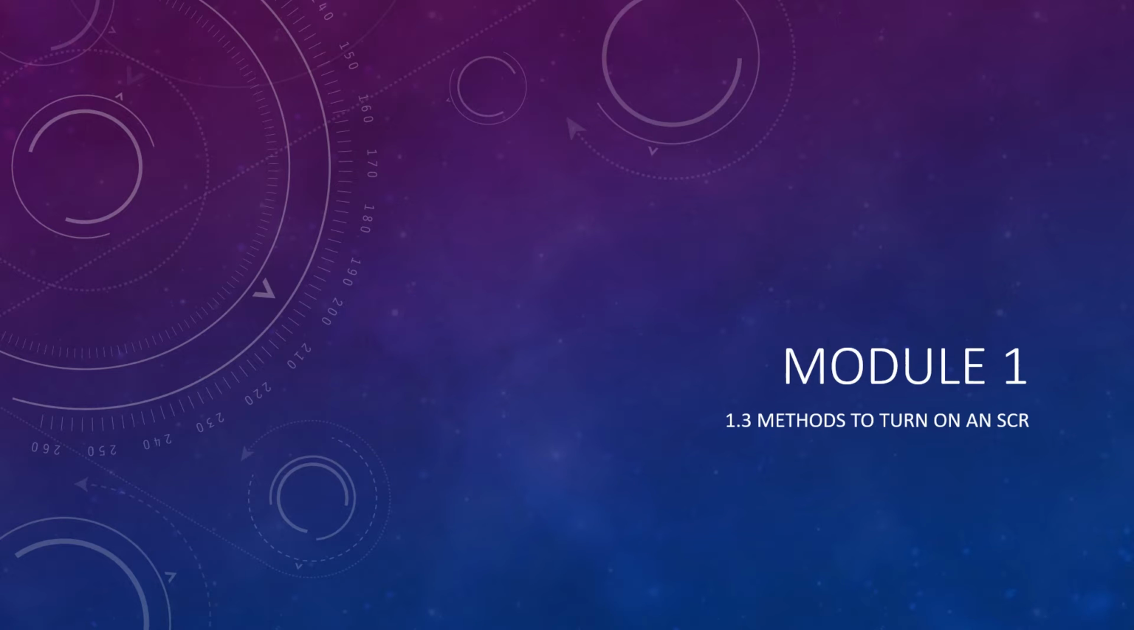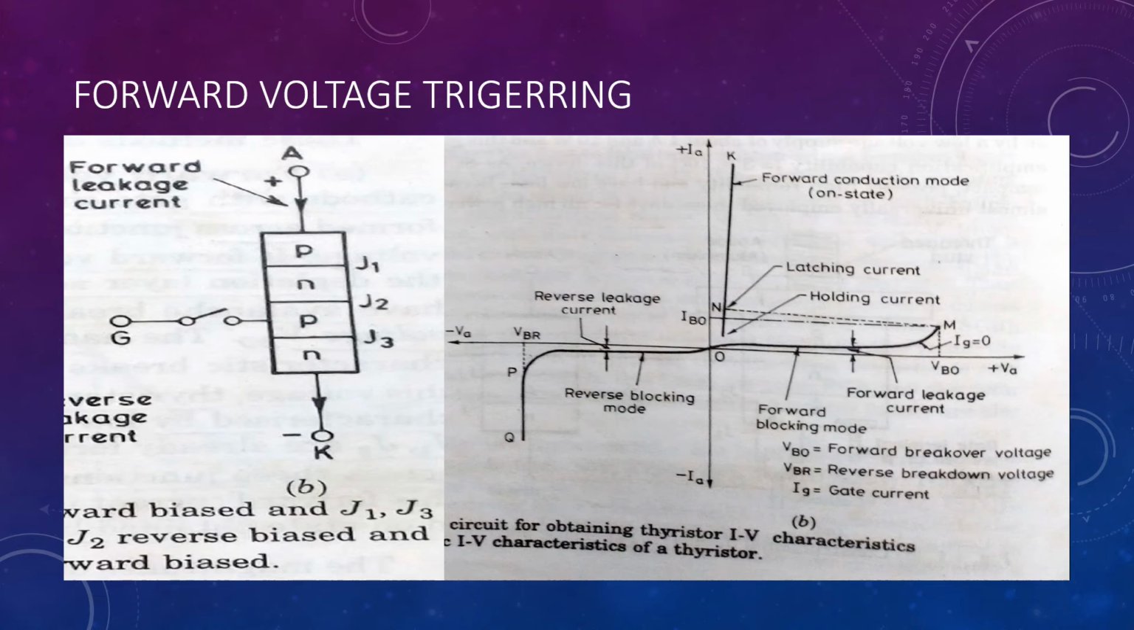Hello everyone. The topic for today is methods to turn on an SCR. The first method of triggering is called forward voltage triggering.